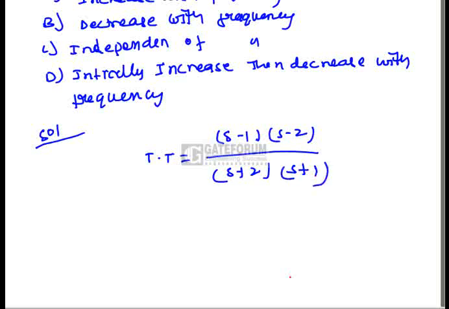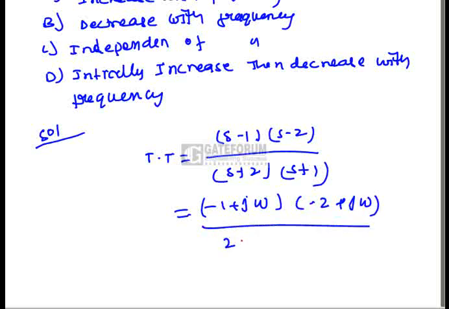Now if you find out the magnitude here, what is the meaning of magnitude? If you substitute s equal to j omega here, what you will get is (minus 1 plus j omega)(minus 2 plus j omega), because s equal to j omega, by (2 plus j omega)(1 plus j omega). Now we have to find out the magnitude.